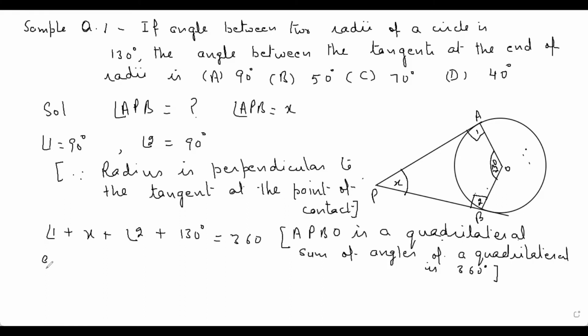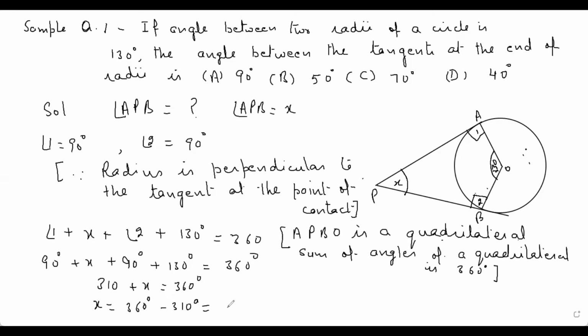Angle 1 is 90 degree plus X plus angle 2 is 90 degree plus 130 degree is equal to 360 degree. 310 plus X is equal to 360 degree. X is equal to 360 degree minus 310, it means 50 degree. So B is the option.